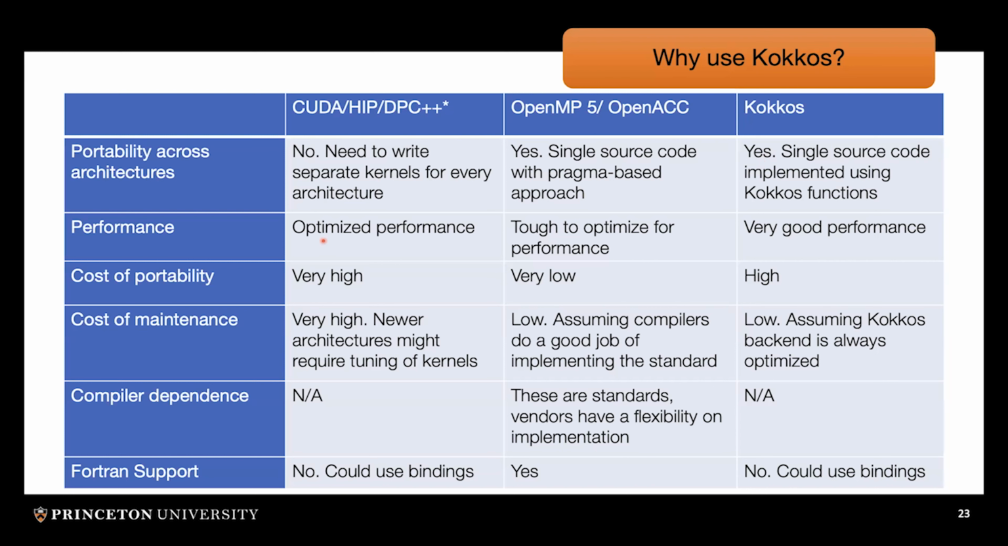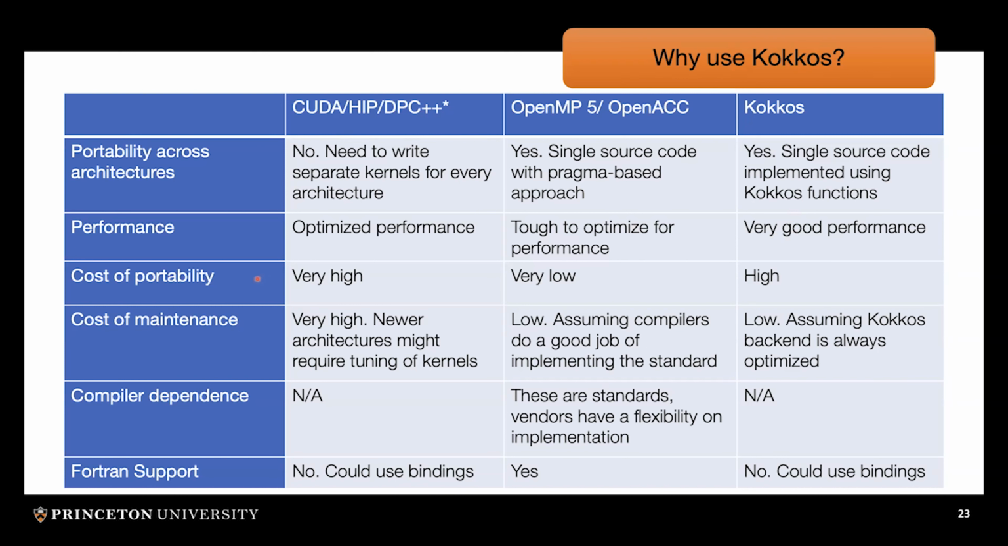In terms of performance, you can get optimal performance using vendor-specified languages because they give you very low-level abstractions of the hardware. With OpenMP5 and OpenACC, it's tough to optimize for performance because they do not give you control over the data layout. With Kokkos, on the other hand, you can achieve really good, or close to optimum, performance by making sure that the data layout is optimal.